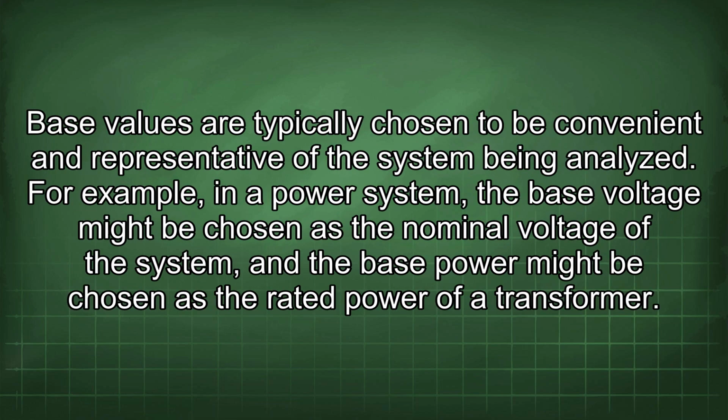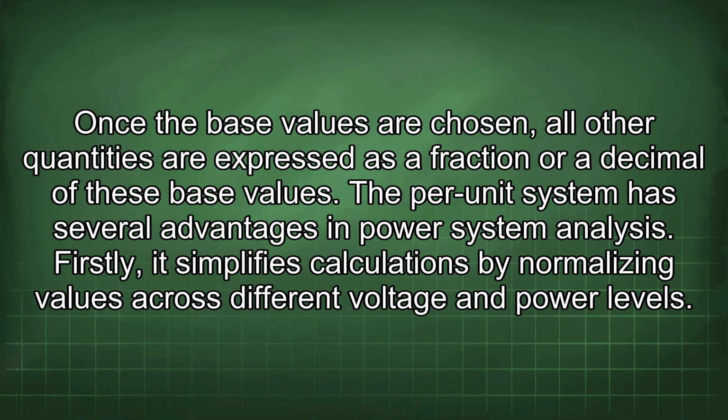Base values are typically chosen to be convenient and representative of the system being analyzed. For example, in a power system, the base voltage might be chosen as the nominal voltage of the system, and the base power might be chosen as the rated power of a transformer. Once the base values are chosen, all other quantities are expressed as a fraction or a decimal of these base values. The per unit system has several advantages in power system analysis.